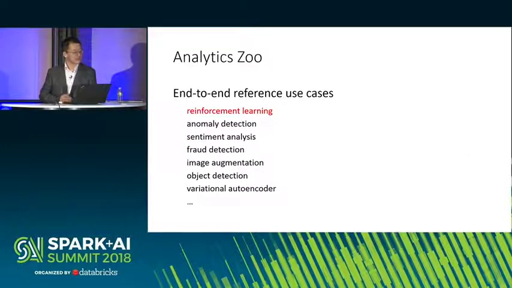And last but not least, we provide some end-to-end reference use cases, which are built using BigDL and sometimes combined with Spark ML-like transformers. Reinforcement learning is the primary target that we are focusing on today. If you are interested in picking up some other deep learning libraries or applications, feel free to explore the examples, such as some popular ones like anomaly detection and fraud detection.